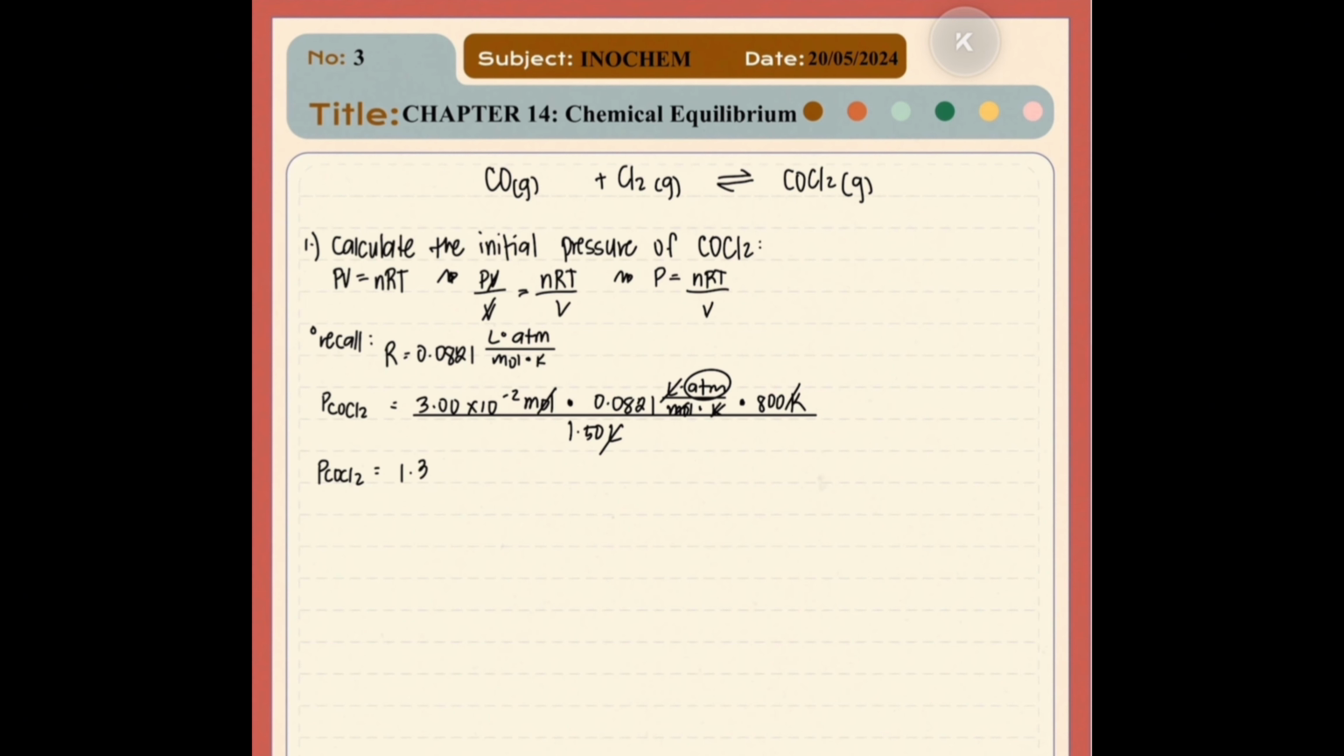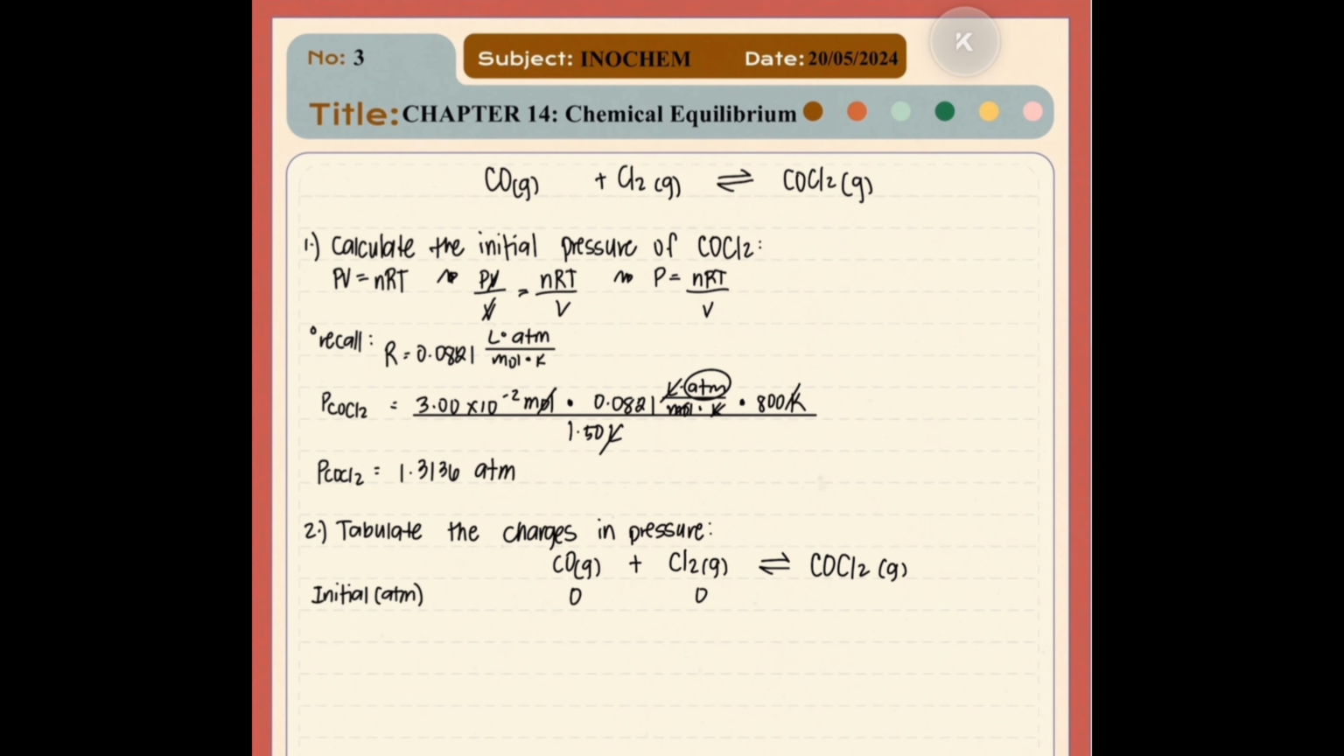Solving the equation, we have 1.3136 atmosphere, the initial pressure of COCl2. We are not done yet because what we just solved is just the initial pressure of COCl2. Next, we must use the ICE table to tabulate the changes in pressure. Initial pressure of CO and Cl2 is 0 because the container only contains phosgene gas. The initial pressure of COCl2 is 1.3136.